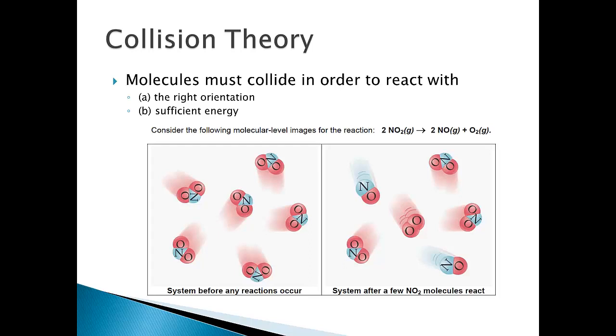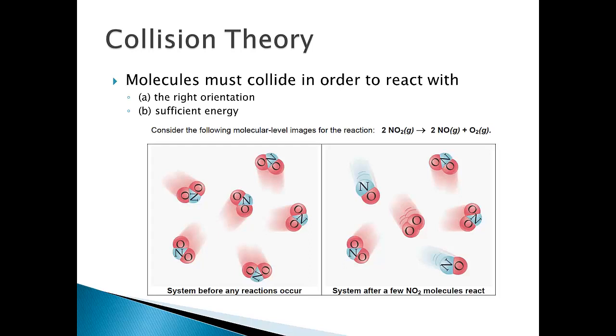Here's a diagram that shows some NO2, where we've got a system on the left before the reaction, and on the right-hand side after a few of the NO2 molecules have reacted. But the point is they have to collide with each other in order to react.